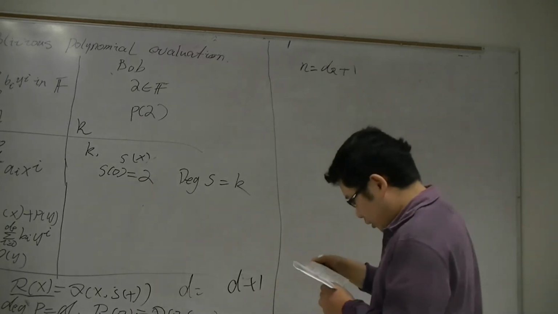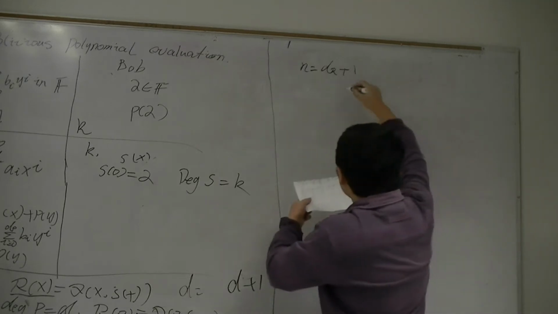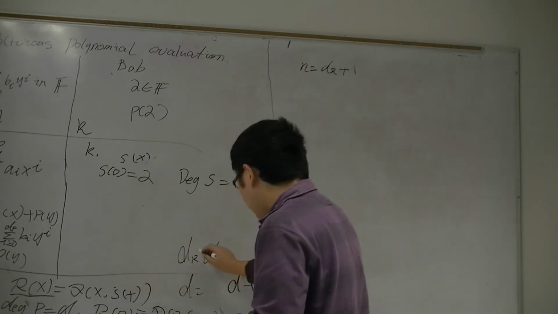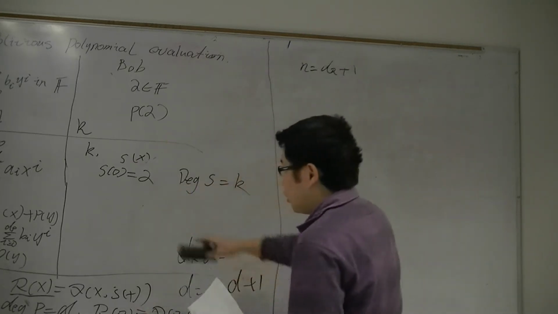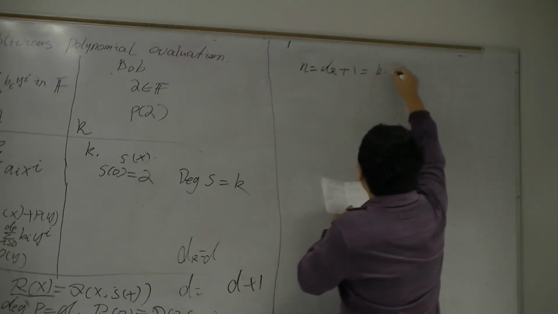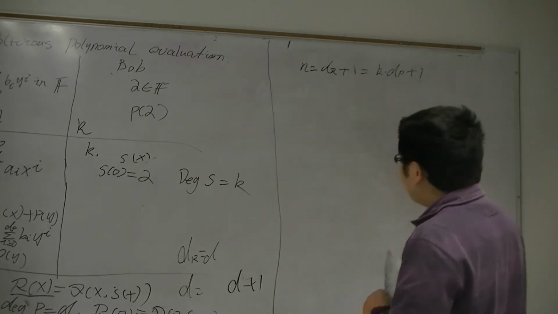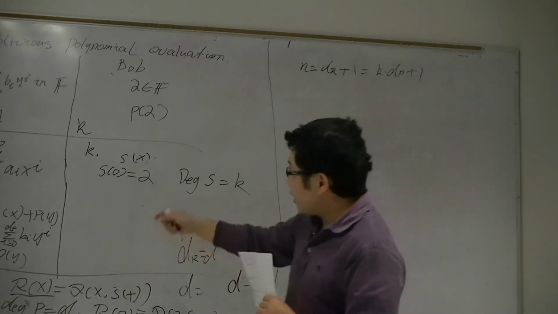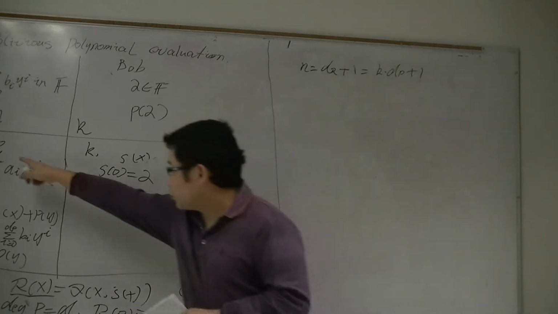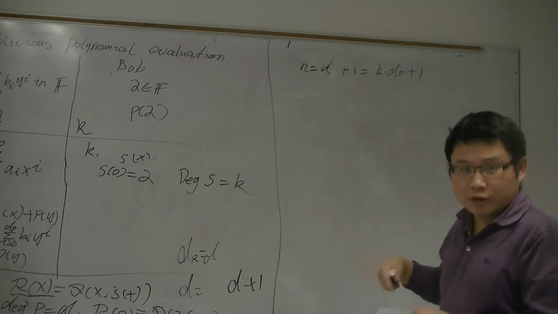So Bob needs d plus 1 points, where d is the degree of R, so d equals d_R. Okay, d is equal to d_R, which emphasizes the degree of R.